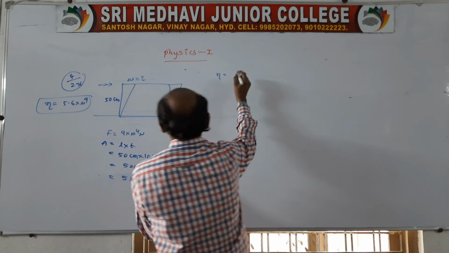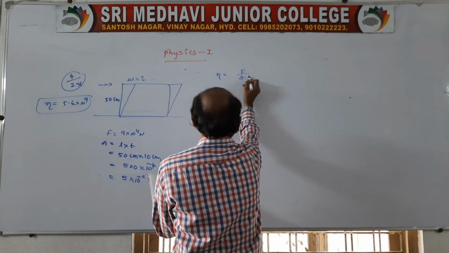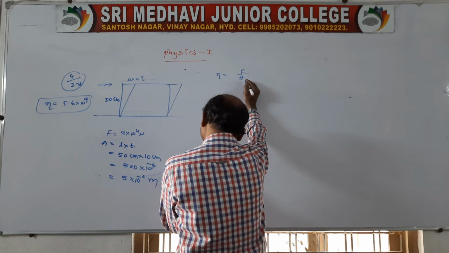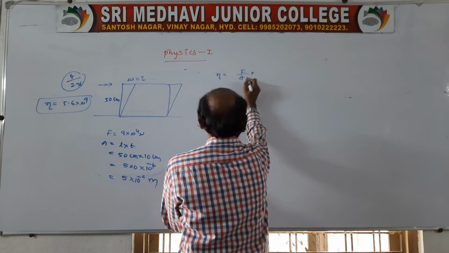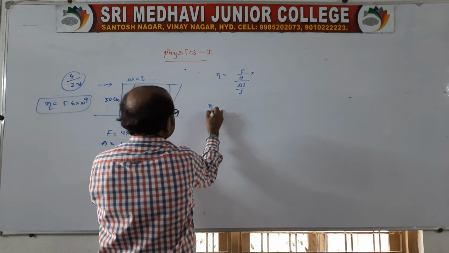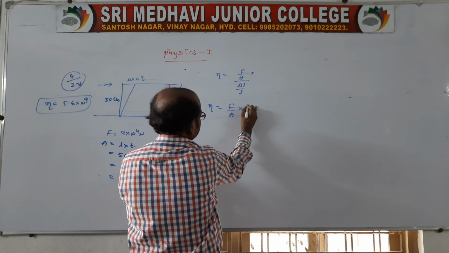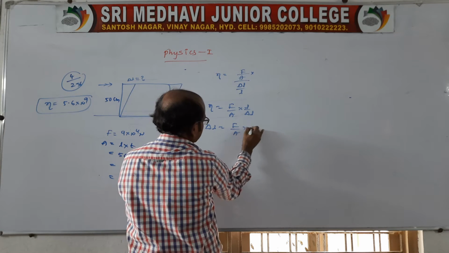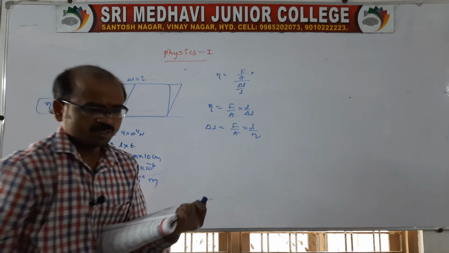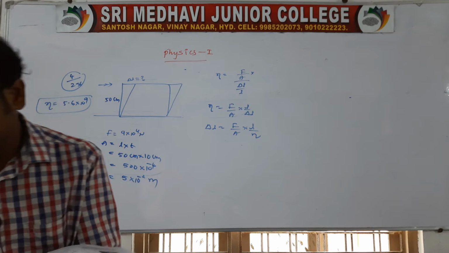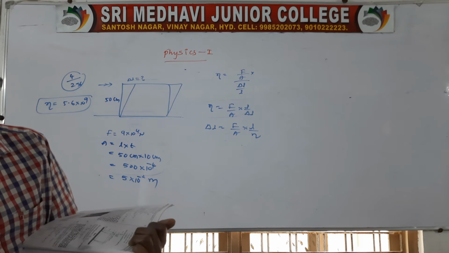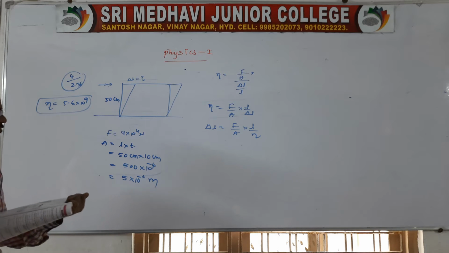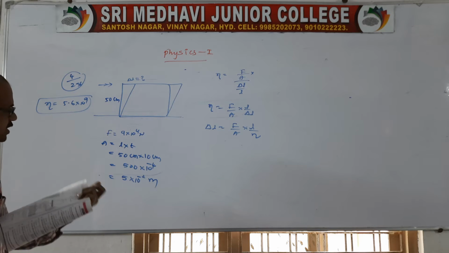Now N is equal to F by A into delta L by L, so N is equal to F by A into L by delta L. He is asking for delta L. Delta L is equal to F by A into L by N. Look at the question: N is given, and F is there because the force applied is 9 into 10 power 4 Newton. Area is there, 5 into 10 power minus 2.